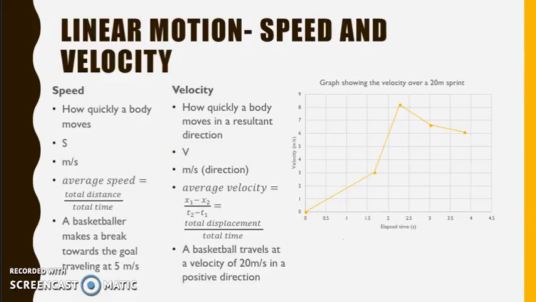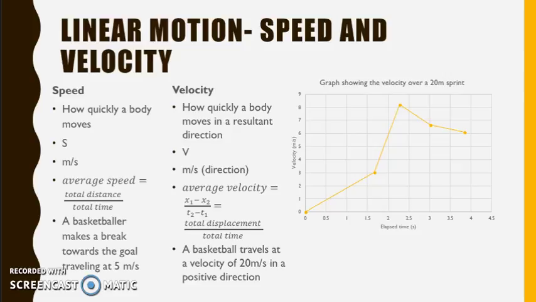Linear motion: speed and velocity. Speed is how quickly a body or object moves. It is represented by an S and is measured in meters per second. Because it doesn't give a direction, it is a scalar. The average speed is calculated by total distance divided by total time.